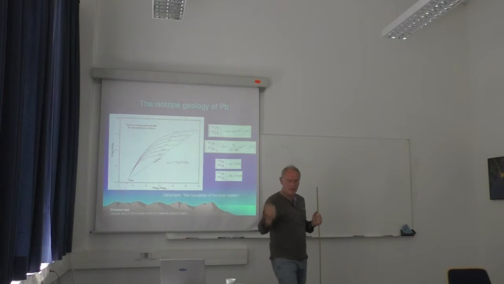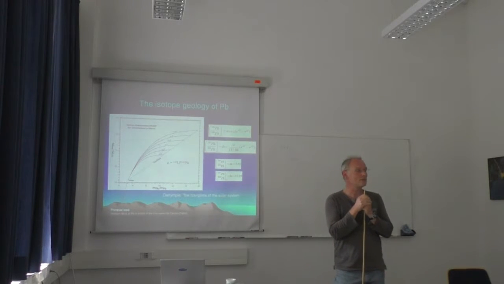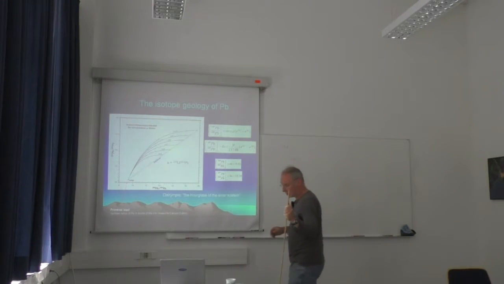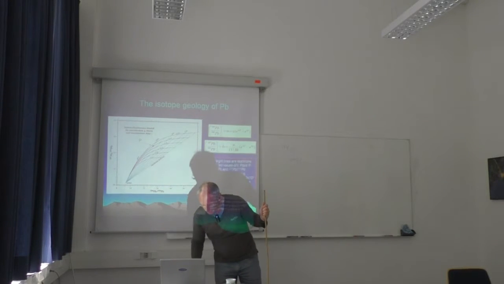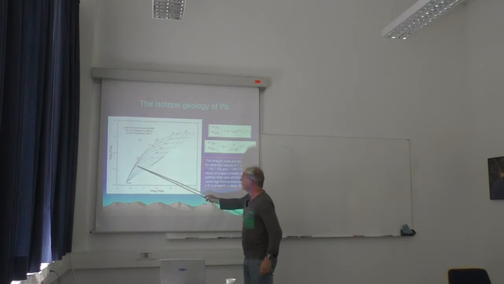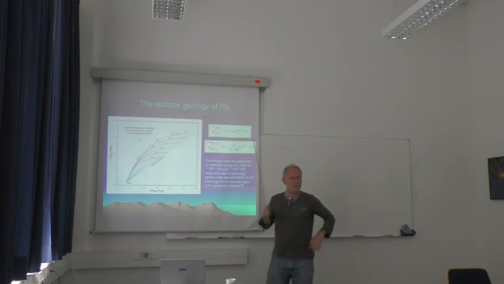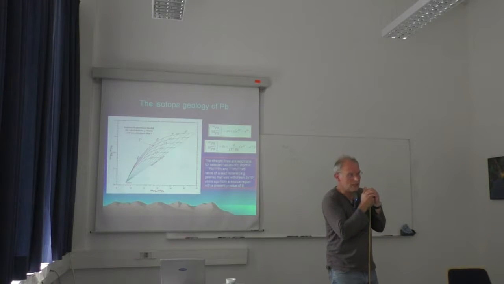So obviously the one-stage model doesn't work, and the next step was that people looked for alternative models, and a very famous model is that from Stacey and Kramers, which contributes to a change of the mu value somewhere in the early history, around 3.7 Ga, somewhere around that.